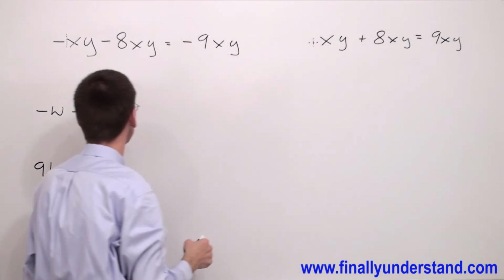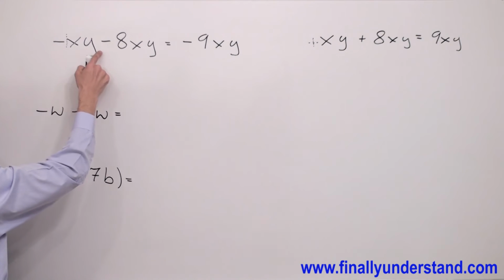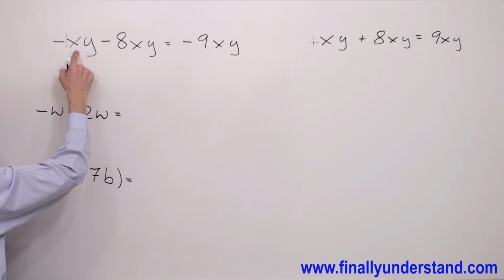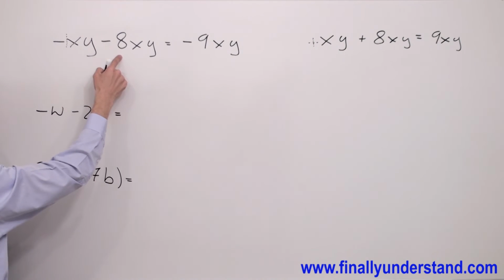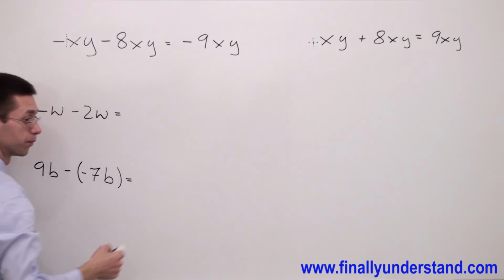The same story we have with negative numbers. Anytime we do not have parentheses, we simply keep this sign and add the terms. That's why I have negative 9xy.